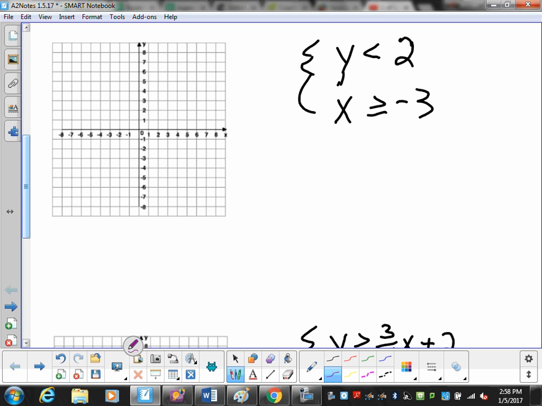All right, so let's start with y is less than 2. We're going to graph the line y equals 2, except the graph is now going to be a dashed line because there's not an equal to symbol with it. You go to where y is 2 on the y-axis, and you put a dotted line straight through. And since it says y is less than 2, we're going to shade below that.